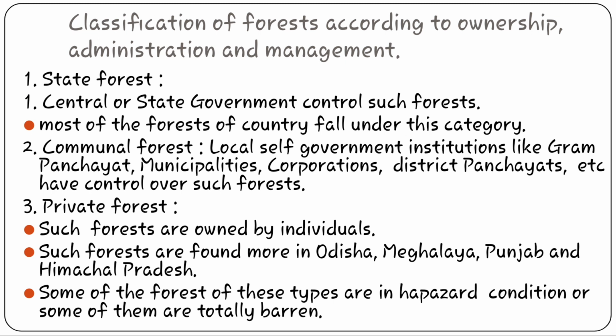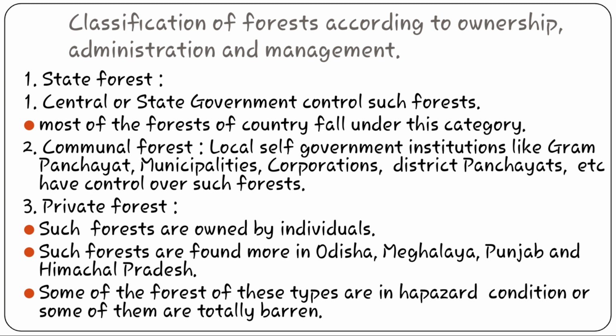Classification of forest according to ownership. We have divided it into three, that is state forest, second one is communal forest, and the third one is private forest. First one, state forest. This forest will be under the control of state government or central government. Most of the forest of our country fall under this category. In our country, maximum forests are under the control of state or central government. Next, the second one is communal forest.